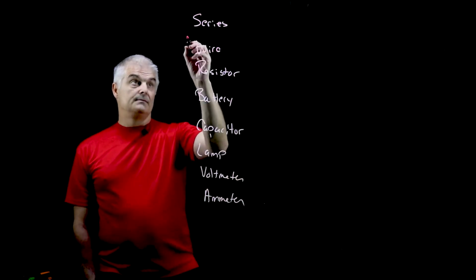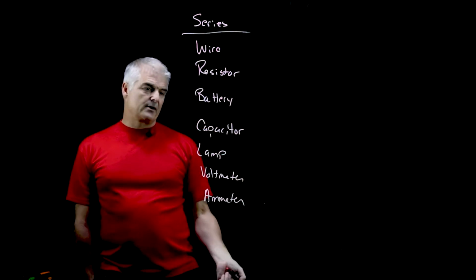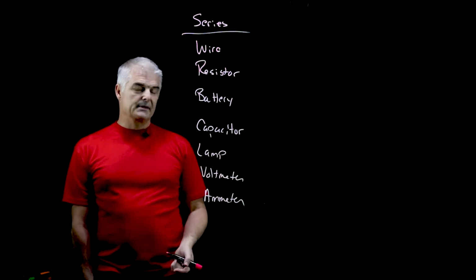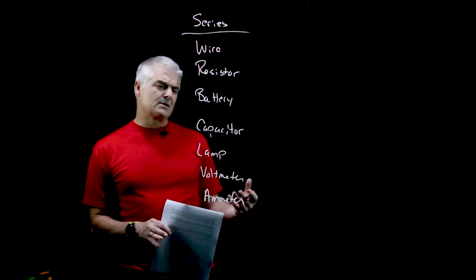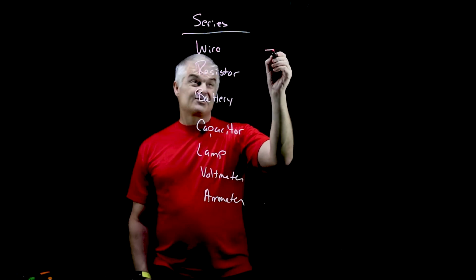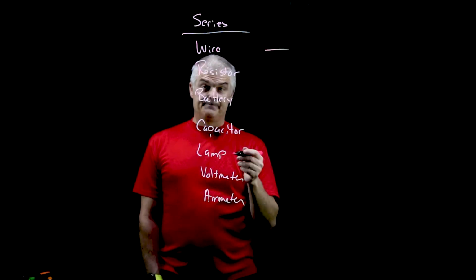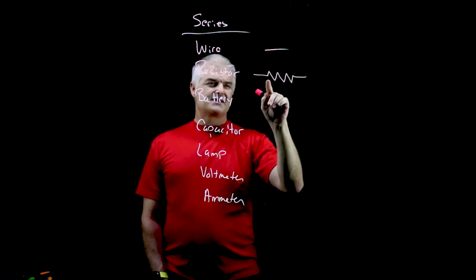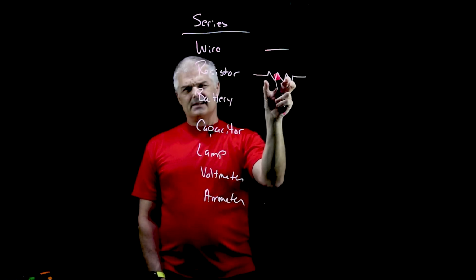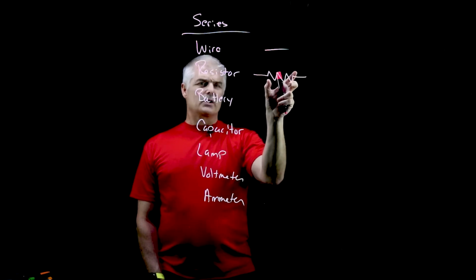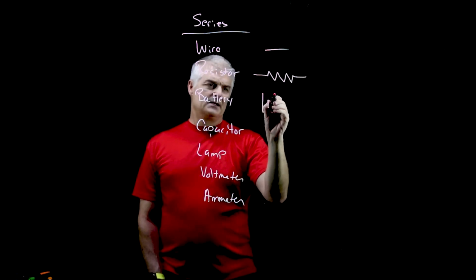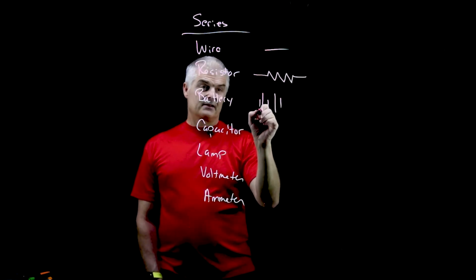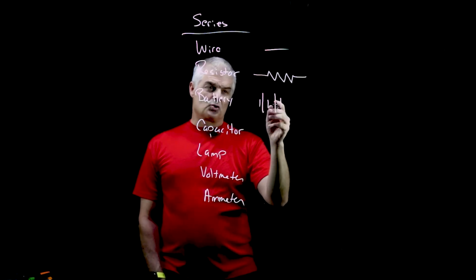So we've got wires, resistors, batteries, capacitors, lamps, voltmeter, ammeters. So we're going to draw diagrams of circuits, and we've got to have a symbol. A wire's a line. You can also bend the line. A resistor looks like this. Can you see it? Think of a resistor as like it slows things down. It's the quicksand, if you will, right? A battery or a power source looks like this. It's short lines and long lines.